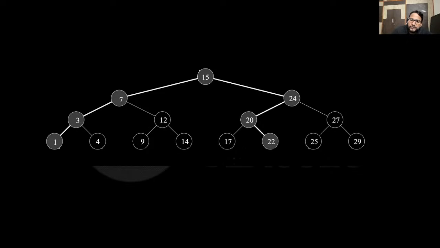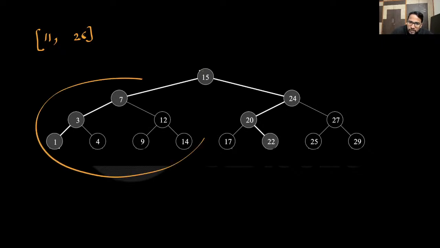Suppose I have this big binary search tree, and I want the nodes which are in some range, let's suppose 11 to 26. Okay, suppose this is the range I am looking for, 11 to 26. I will go to 15. If something is in my range, I will go to left and right both.